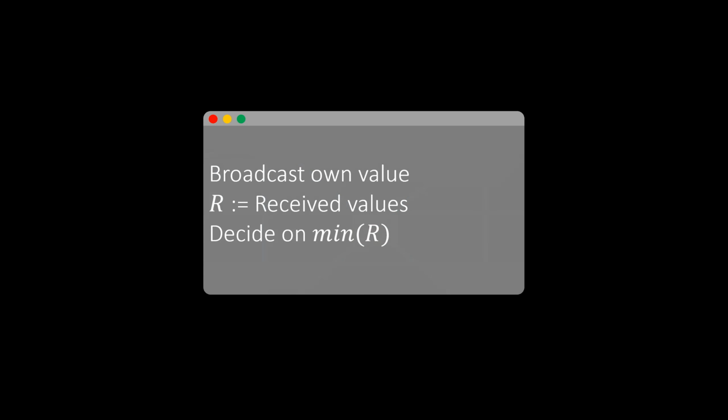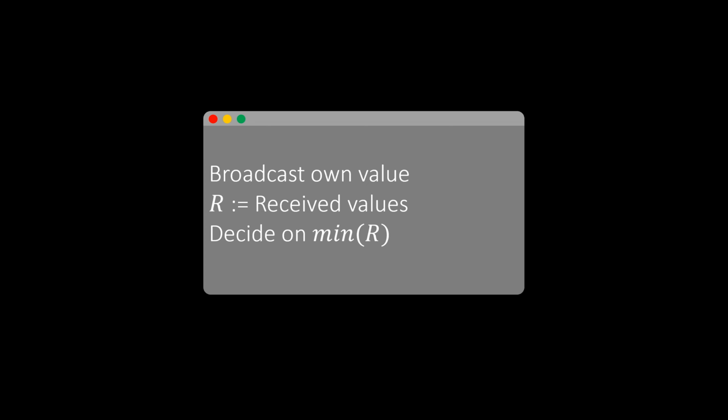Let's start with a simple algorithm. In this algorithm, every node simply sends its value to all other nodes and receives all other values. Since communication is synchronous, every node knows when all messages must have arrived. The nodes then simply decide on the smallest received value. Do you see a problem with this algorithm? You can pause the video here to think about it. We will continue here shortly.